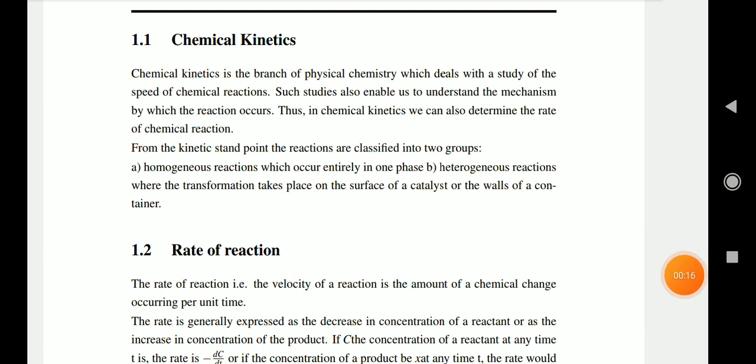Chemical kinetics. Chemical kinetics is the branch of physical chemistry which deals with the study of the speed of chemical reactions. Such studies also enable us to understand the mechanism by which the reaction occurs. Thus, in chemical kinetics, we can also determine the rate of chemical reaction. From the kinetic standpoint, the reactions are classified into two groups. First, homogeneous reactions, which occur entirely in one phase. Second, heterogeneous reactions, where the transformation takes place on the surface of a catalyst or the walls of the container.